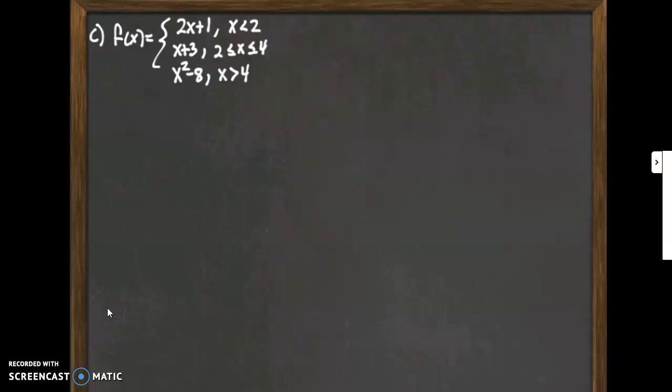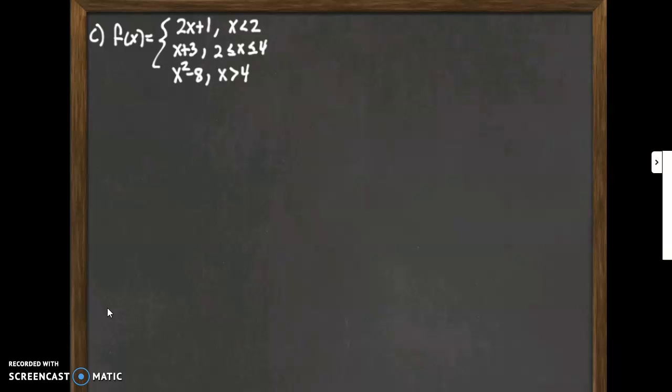Okay, welcome back. In this next video, we have another example where we're checking to see when this thing is continuous. This time we have a piecewise function that's made up of three pieces: 2x plus 1 when x is less than 2, x plus 3 when x is between 2 and 4, including both 2 and 4, and x squared minus 8 when x is greater than 4. So our task is to look at when this is continuous.